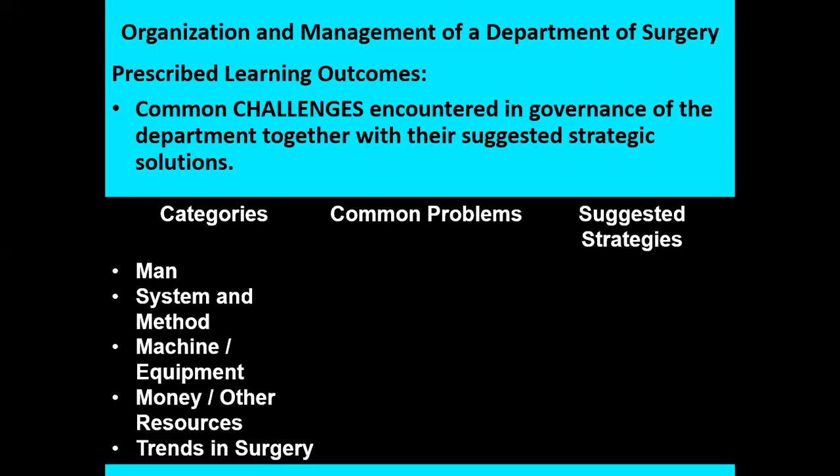And also remember the starting table with the 5 categories of man, system and methods, machine and equipment, money, and trends, and recall the common problems under each category and my suggested strategies. You can add more as needed based on your situations in your setting and your circumstances, particularly on the strategies. With this, I conclude my lecture.